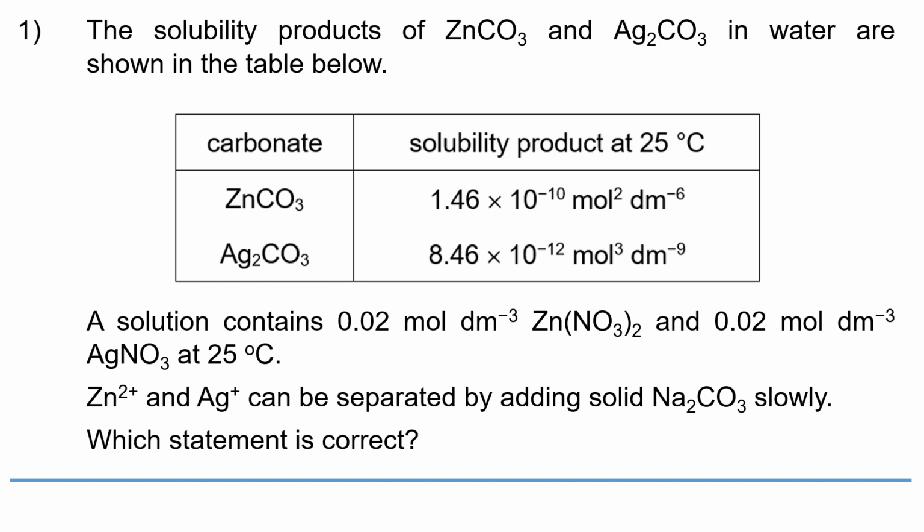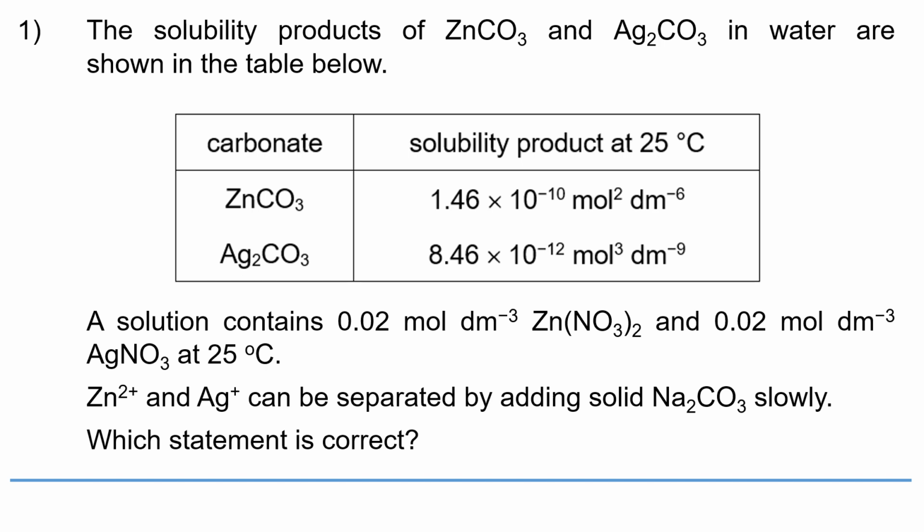So you are given the solubility product, basically the Ksp, of zinc carbonate and silver carbonate in the table below. The scenario here is you have a solution containing 0.02 moles per dm cube of zinc nitrate and 0.02 moles per dm cube of silver nitrate at 25 degrees Celsius. You are told that the zinc and the silver ions can be separated by adding solid sodium carbonate slowly. So which of the following statements is correct?